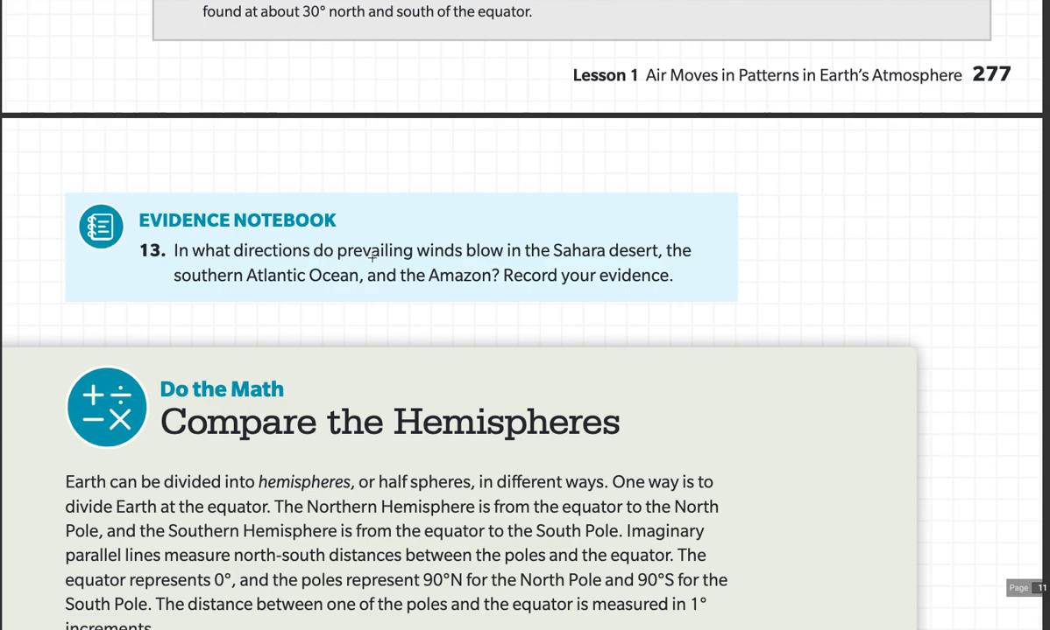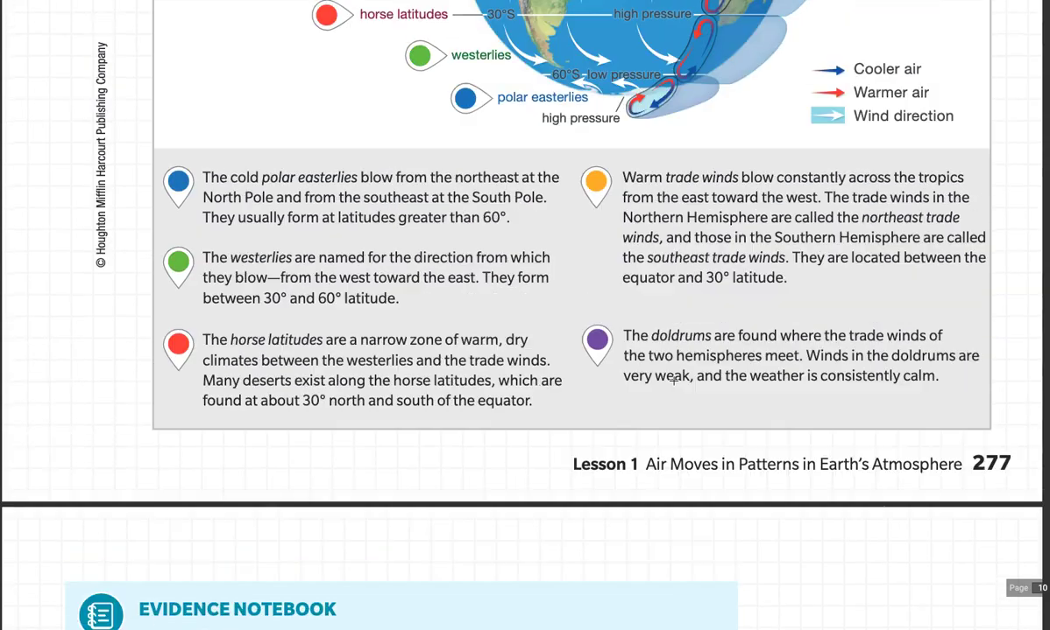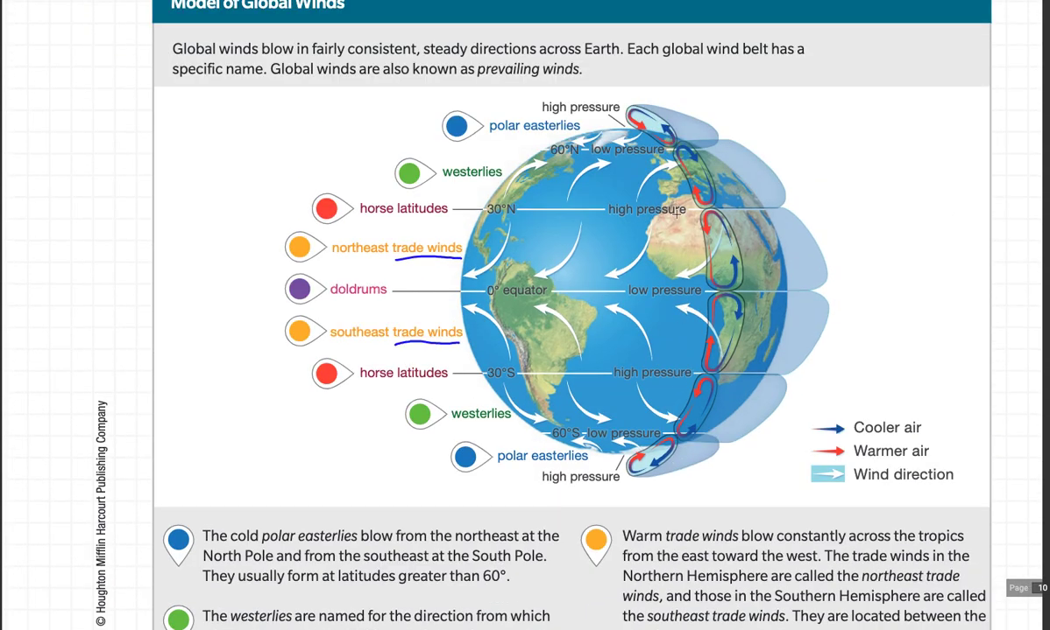In what directions do the prevailing winds blow in the Sahara Desert, the Southern Atlantic Ocean, and the Amazon River? Record your evidence. So I'll do the Sahara Desert, and you can do the rest. So where's the Sahara Desert? The Sahara Desert's over here. Which direction are the prevailing winds going? These white arrows show the direction of the prevailing winds.